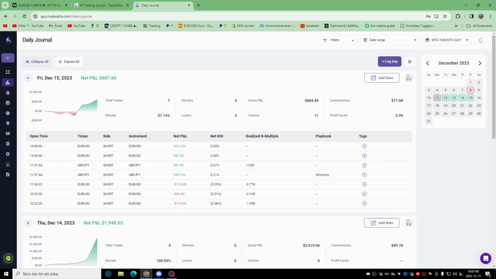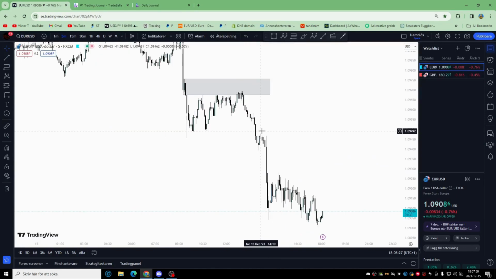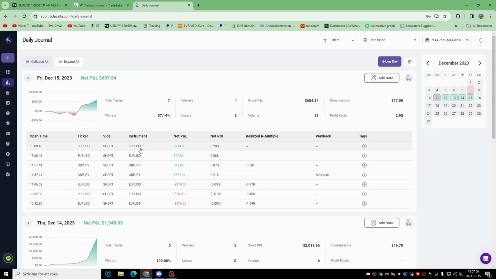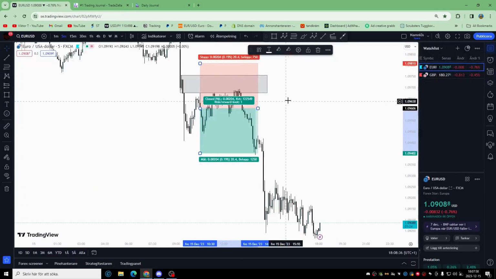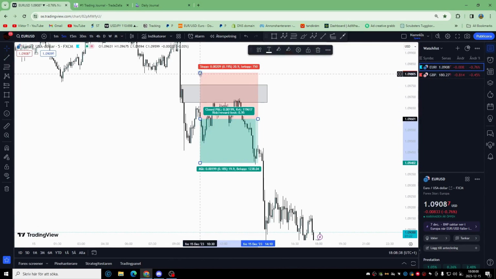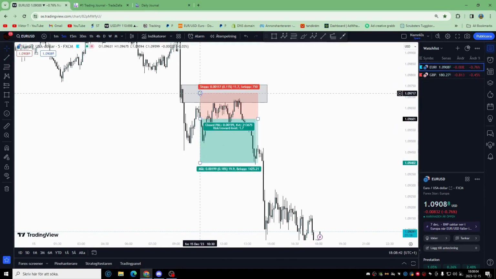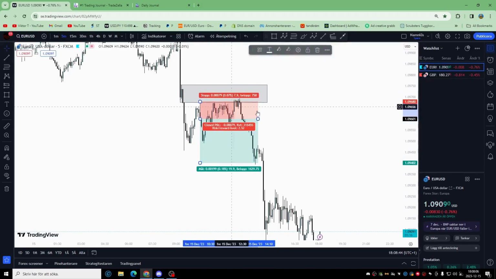Super bad exit for me. Took the trade here. I was in. Let me see. Yeah, 110. I was in from this point. Had my stop loss here. We got down. Took my stop loss here.